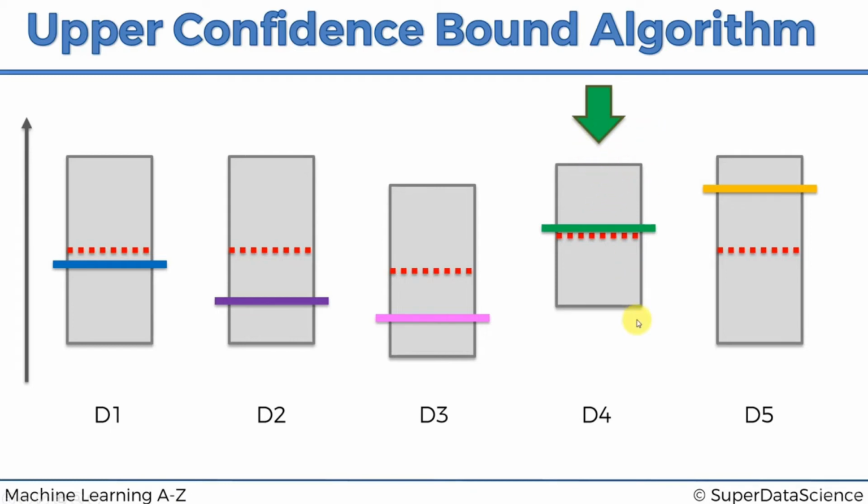And now, as you can see, it's no longer the top machine because even though it went up, the confidence bounds went down. So now we're going to look for the next highest confidence bound. It can be any one of these three machines, and just look at any one randomly for now.